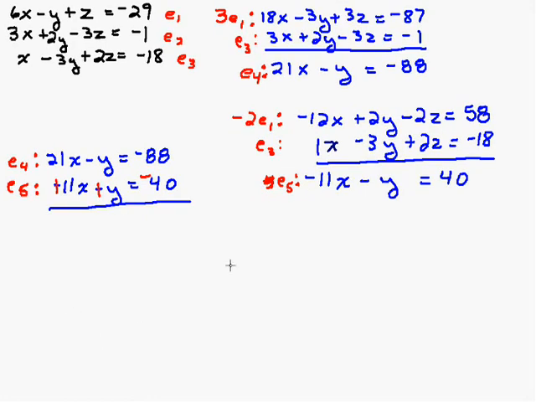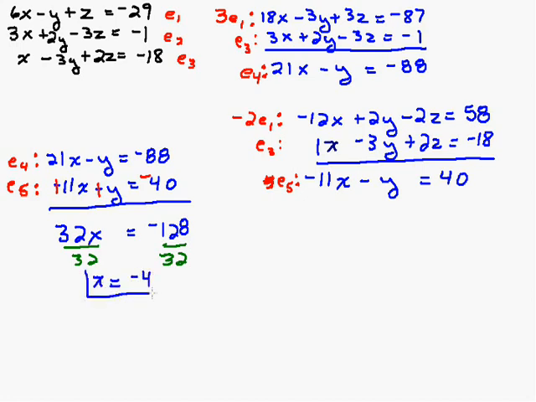So now we can add the 2 equations together and our y's will drop out, so that gives us 32x equals -128. So now we're down to 1 variable and 1 equation. We just have x, so we can just divide both sides by 32 and find out what x is. Let's see, how many times does 32 go into 128? I think 4. So that'll be a -4.